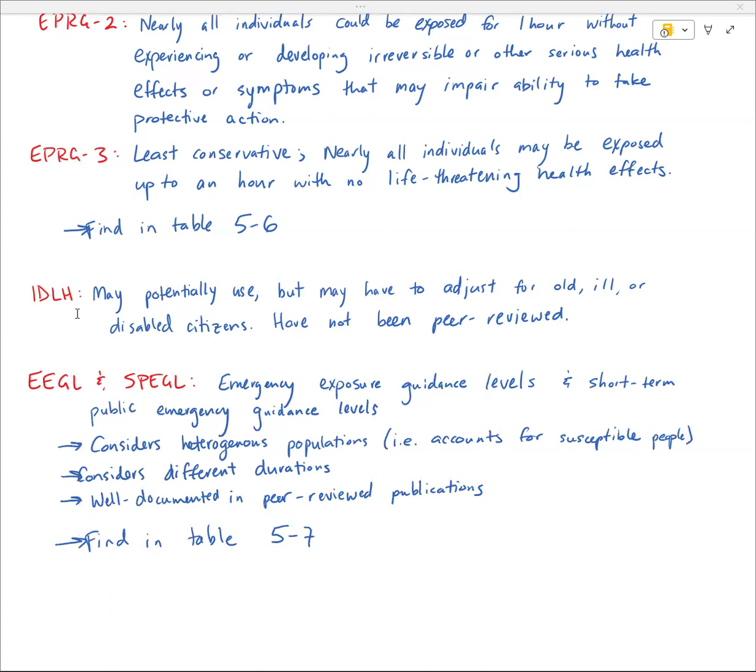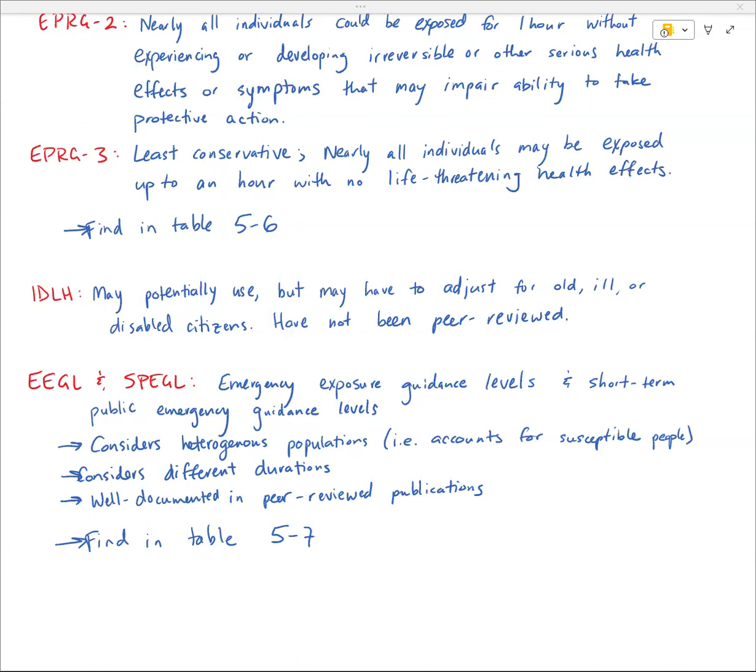And again, remember, IDLHs have not been peer-reviewed. And finally, these are the most fun ones to say, the EEGLs and SPEGLs. These acronyms stand for Emergency Exposure Guidance Levels and Short-Term Public Emergency Guidance Levels. These ones do consider heterogeneous populations. They also consider different durations of the exposure, and they are well documented in peer-reviewed publications. You would find these in Table 5.7.